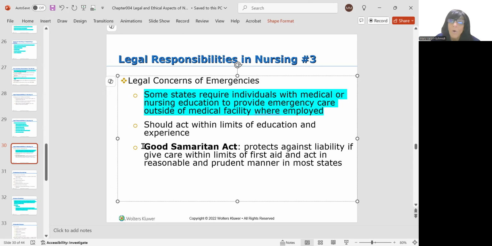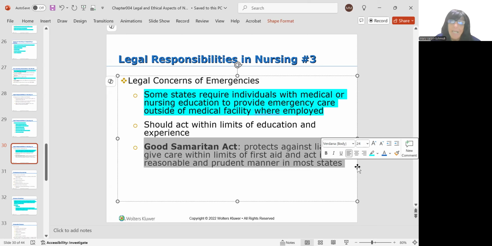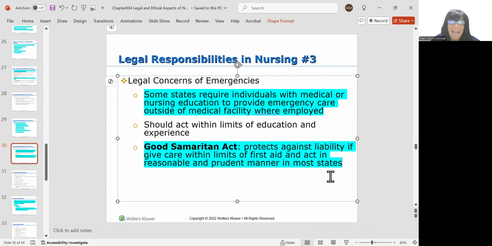One more thing you should know is something called the Good Samaritan Act. And what that does is it protects you against liability. If what you did made sense within the limits of first aid and you were acting reasonably and prudently, in other words, you're walking down the street and someone's on the ground. They don't have a pulse, they're not breathing, you do CPR. You break some ribs doing it. But the patient's alive. They can't sue you for breaking their ribs. Okay, so that protects you.